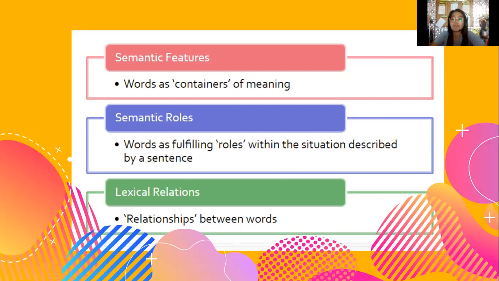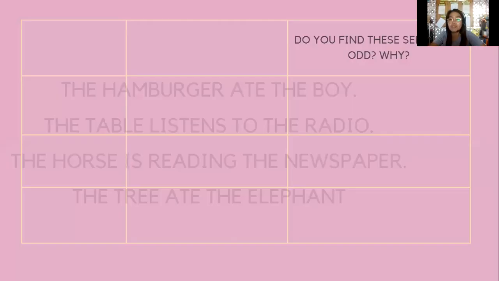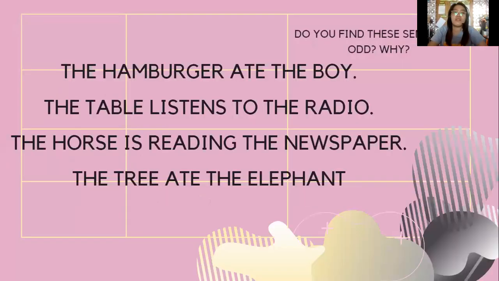Let us first have these sentences. First one, we have: The hamburger ate the boy. The table listens to the radio. The horse is reading the newspaper. And the tree ate the elephant. If we're going to analyze these sentences, they are literally correct.